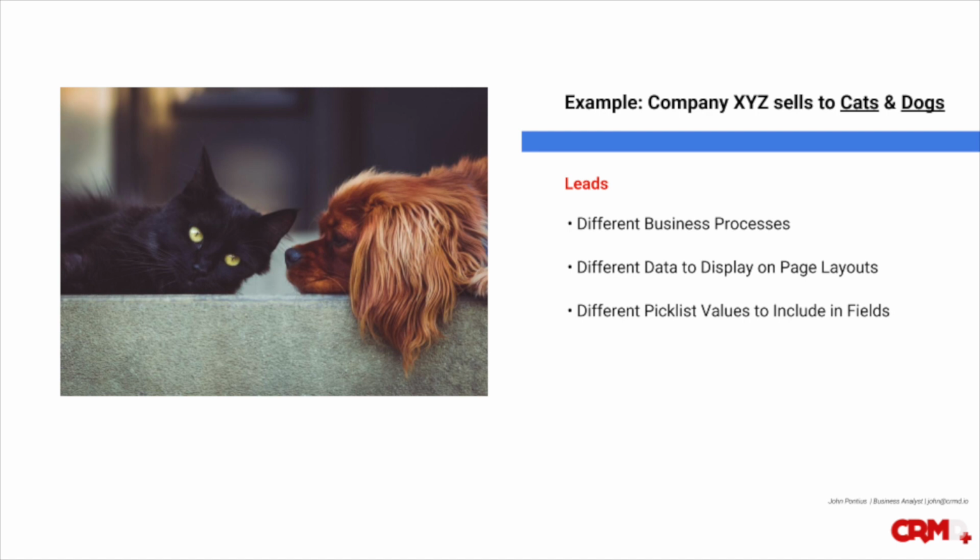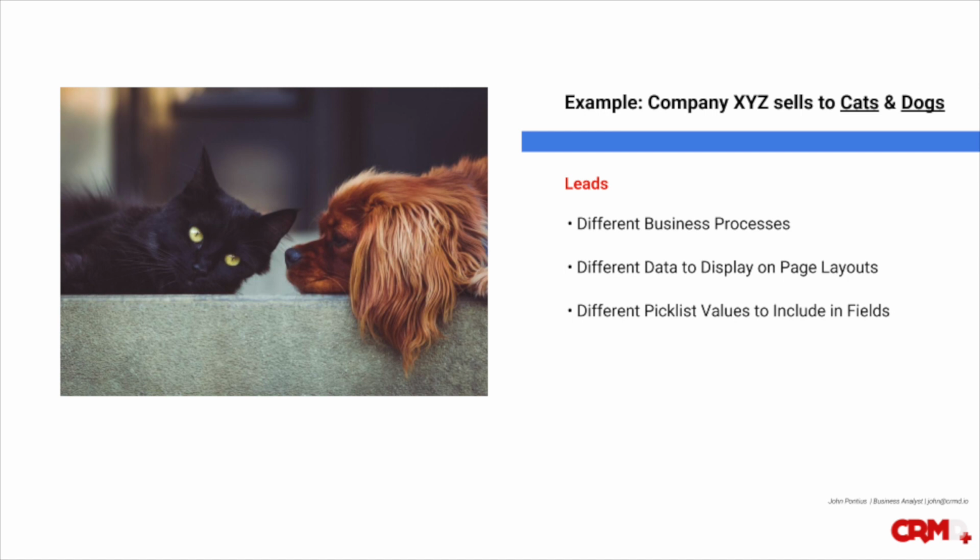Again, we went over this on the previous slide, but putting it into practice here. For this, let's say I'm going to use the field breed. Breed would actually be applicable to both. There's cat breeds and there's dog breeds. But as a salesperson in leads, if I'm looking at a cat lead, I don't want to see all of the breeds for dogs in that field.